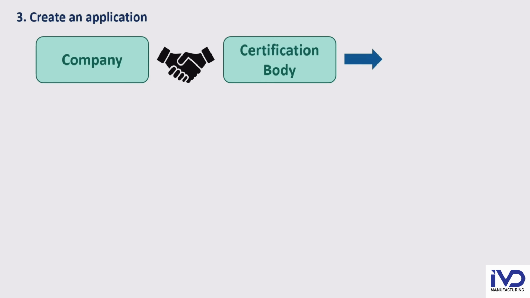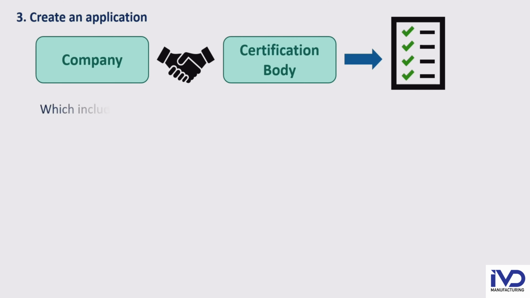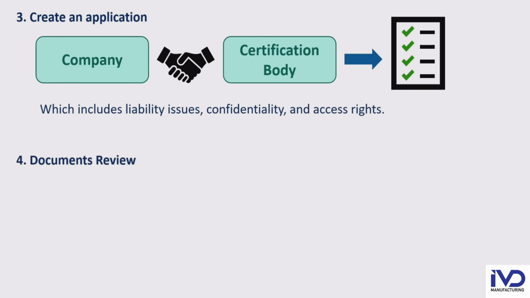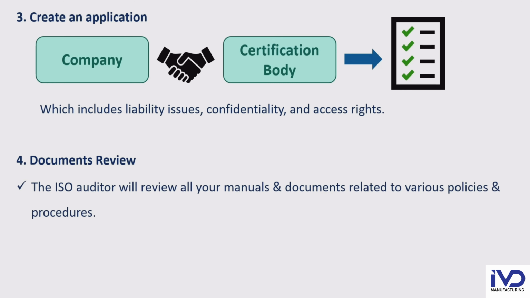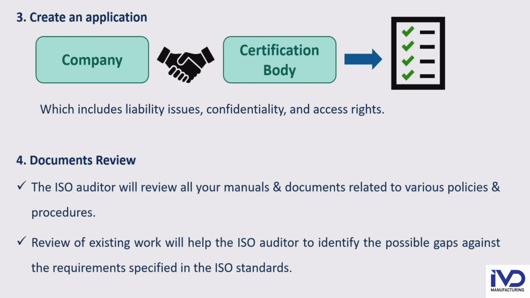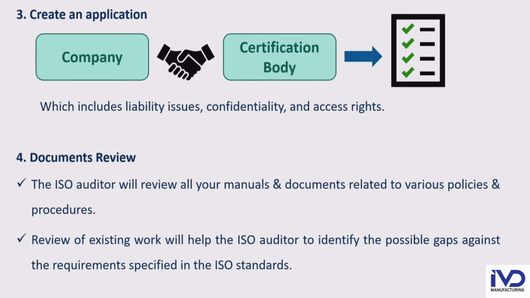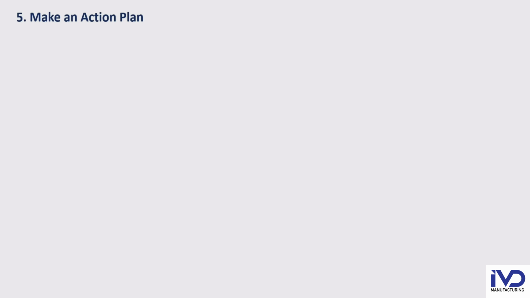Step 3. Create an application. The company and the certification body need to tie up and come to a common agreement. Step 4 is the document review. The ISO auditor will be reviewing all the manuals and documents related to the policy and the procedures, reviewing the existing work and giving inputs on that.